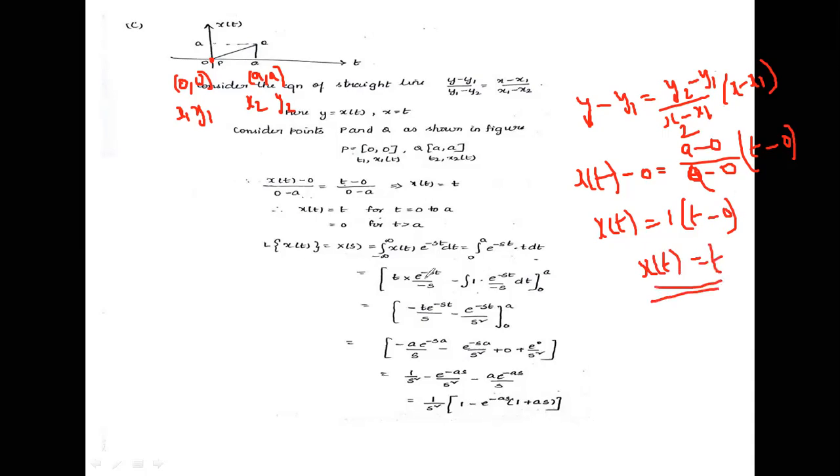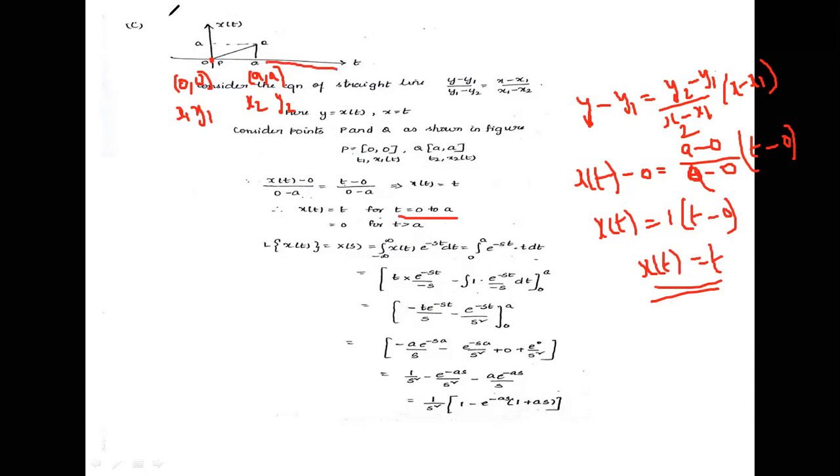X of t is equal to t. So, for the given graphical representation, the signal is x of t is equal to t in the range of 0 to a, and 0 for t greater than a.